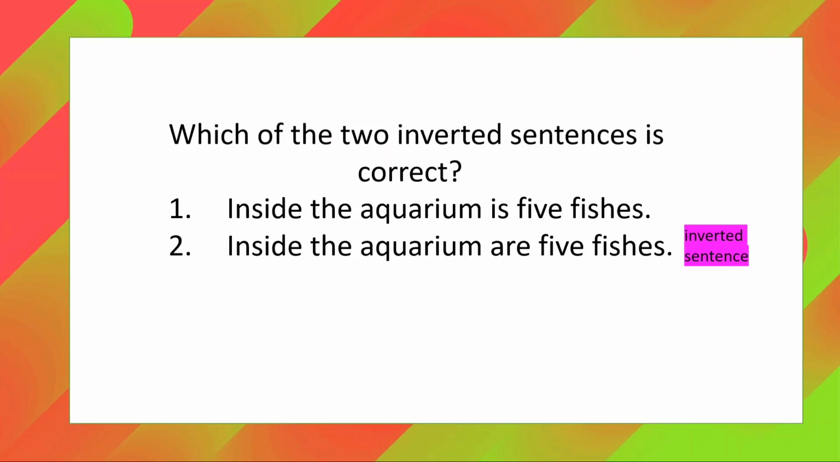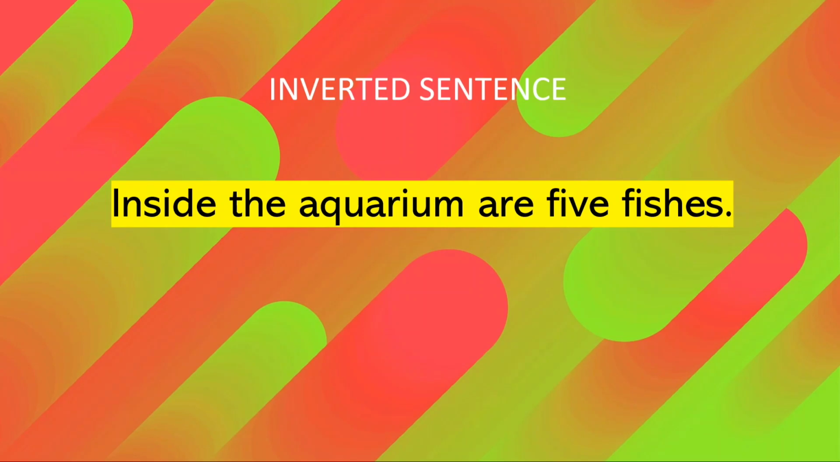You are right. The correct inverted sentence is number 2. Inside the aquarium are 5 fishes. You notice that the sentence begins with the prepositional phrase inside the aquarium. The phrase is immediately followed by the verb and the subject comes last. When a sentence has a verb that appears before its subject, it is called an inverted sentence because it is not the usual way that most people use in writing or speaking.